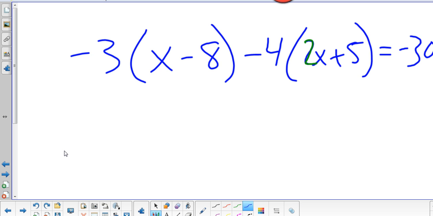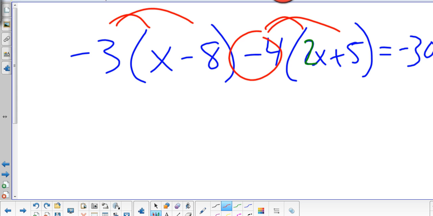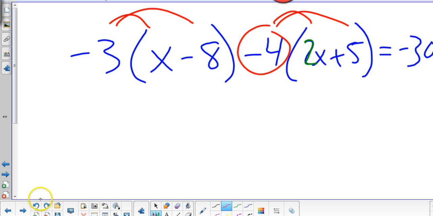And here, there's simplifying to do. Well, there's the distributive property to do here. So I can distribute the negative 4. Make sure that you distribute a negative 4 into the second parentheses.